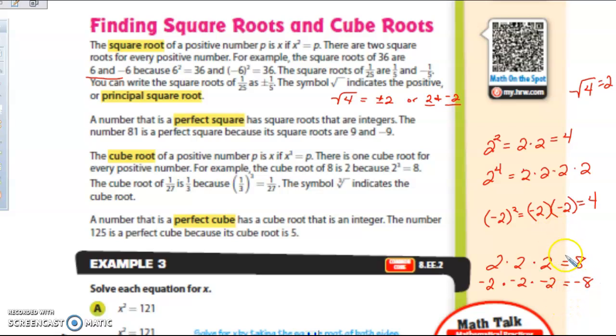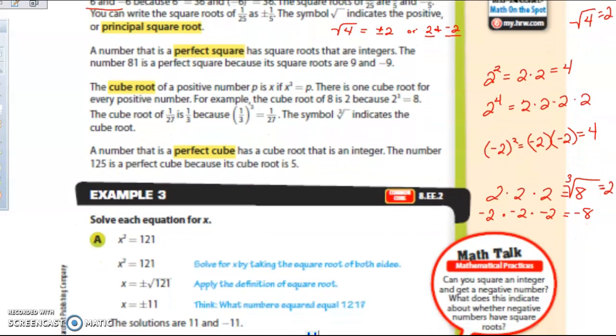So when I'm looking for a cube root, a lot of times it looks like this. The cube root of 8 is only a positive 2. Okay? All right, so let's practice a couple. A number that is a perfect cube has a cube root that is an integer. The number 125 is a perfect cube because its cube root is 5. 5 is an integer.